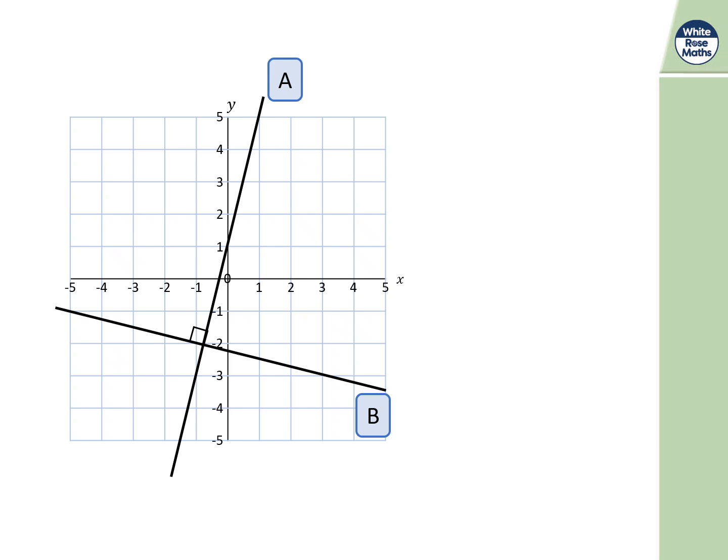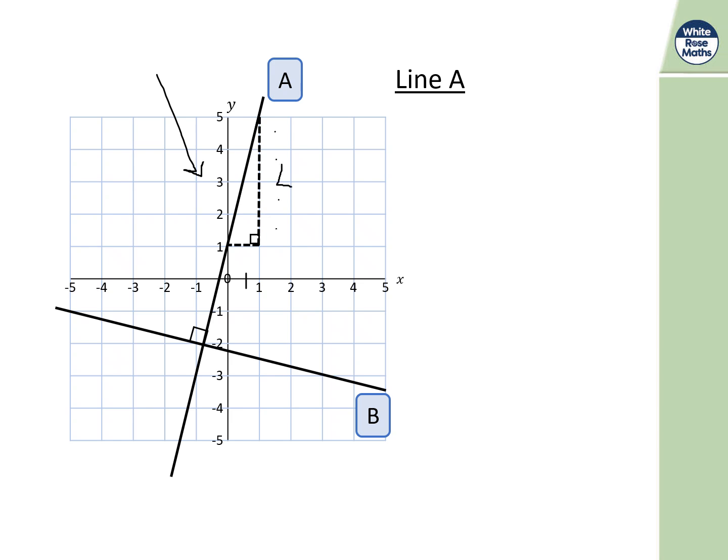So we've got line A and line B. Now we want to work out the gradient of line A. So remember what I said, if you're given a picture or diagram, think of my acronym: for every one across, how many up or down do you go? So for every one across here, we go up 1, 2, 3, 4.